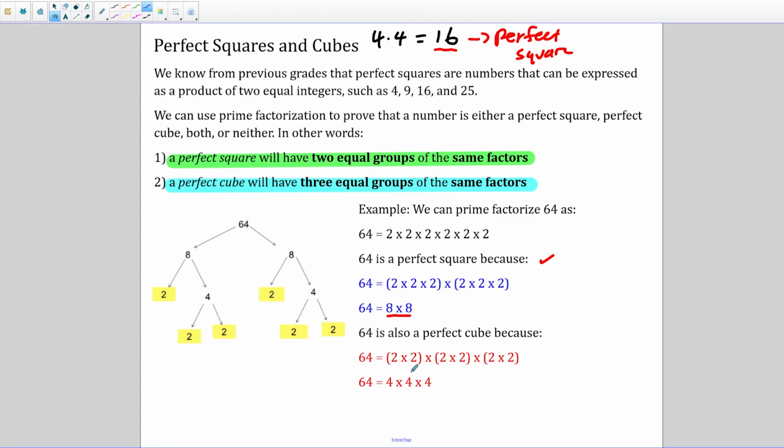I can do the same thing with proving that it's a perfect cube because instead of splitting this up into two equal groups, I'm going to split them up into three equal groups. So I'll have a group of 2 2s, another group of 2 2s, and then a third group of 2 2s. So when I multiply the factors inside each of these groupings together, it gives me 4 times 4 times 4, and it gives me 3 of those equal factors. That proves that this is going to be a perfect cube.